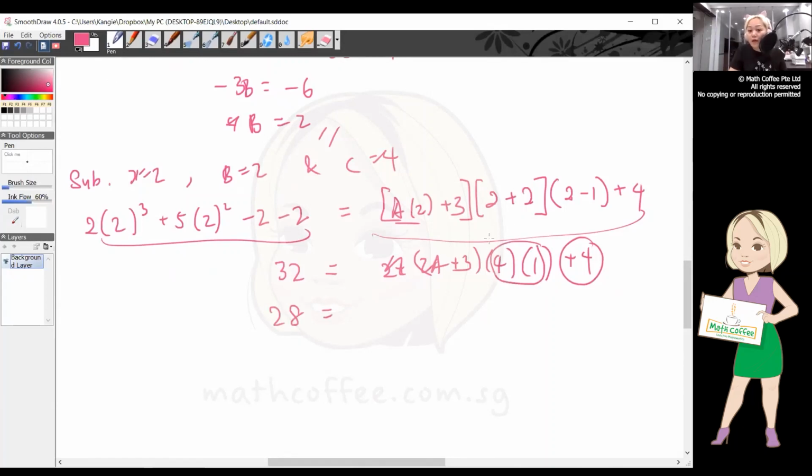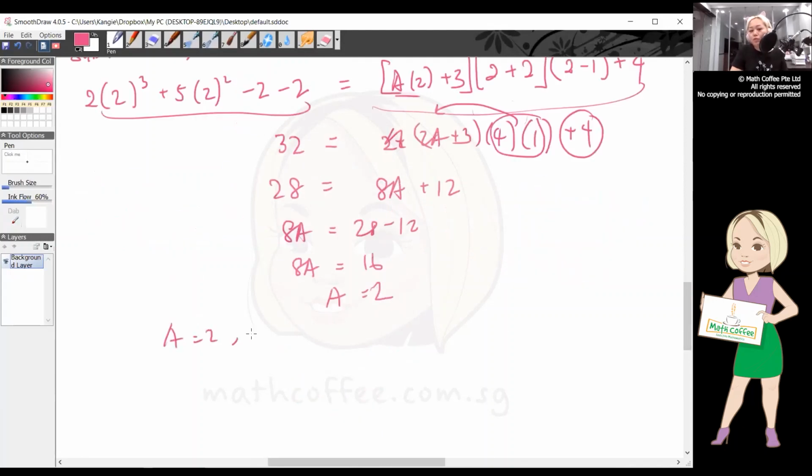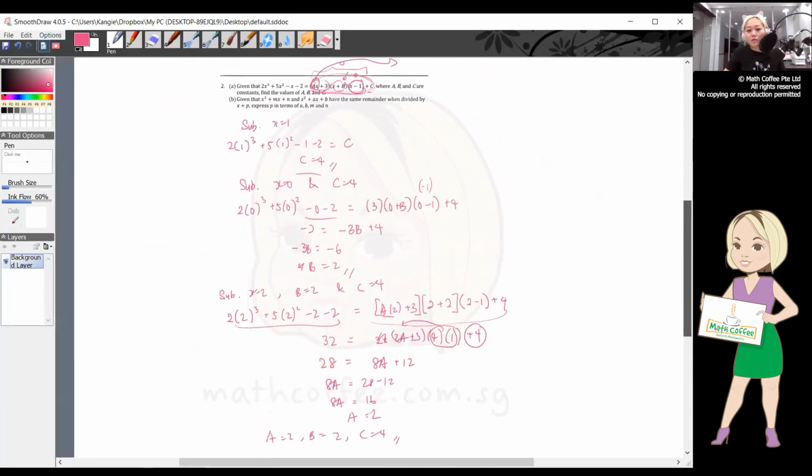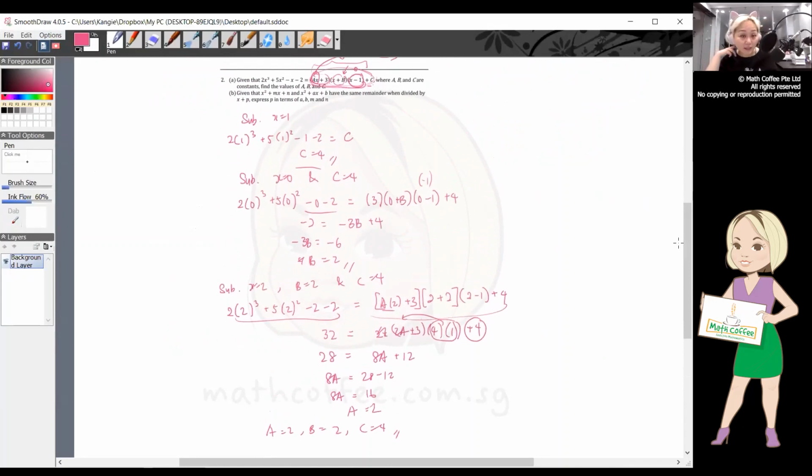This is 4, right? Then 4 times this one will give me 8a. 4 times 3 will give me 12. So I get 8a equals 28 minus 12. So 8a equals 16. a equals 2. Done. So you see, I solved my a, b, c. I have a equals 2, b equals 2, and c equals 4. Okay, so this is the working for the identity for 2a.